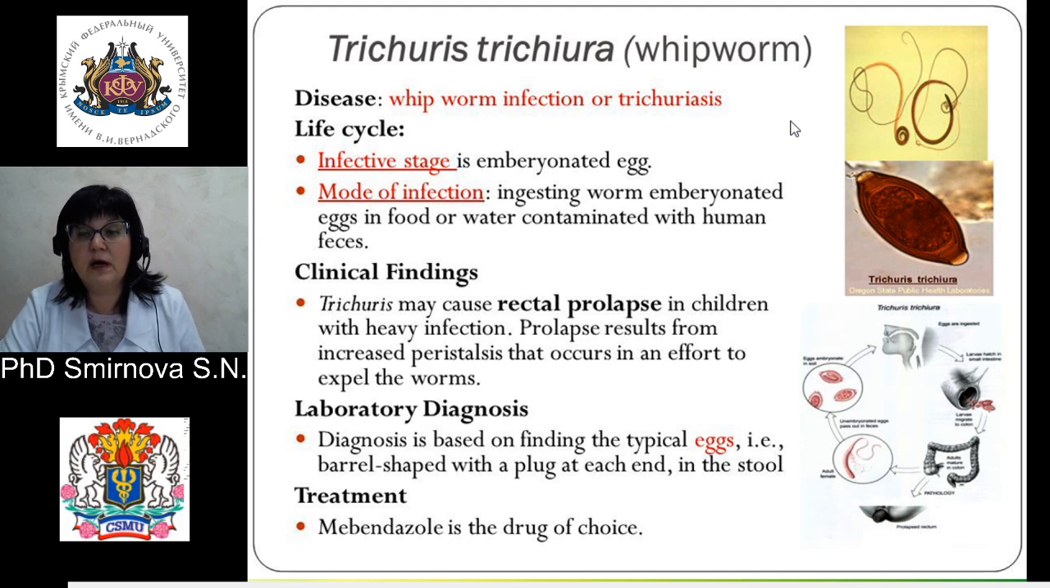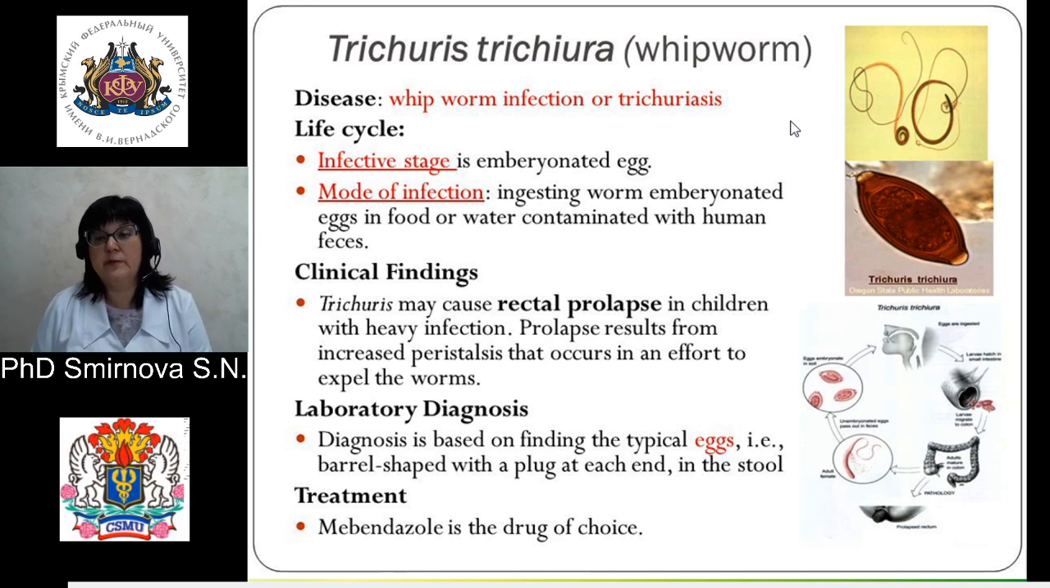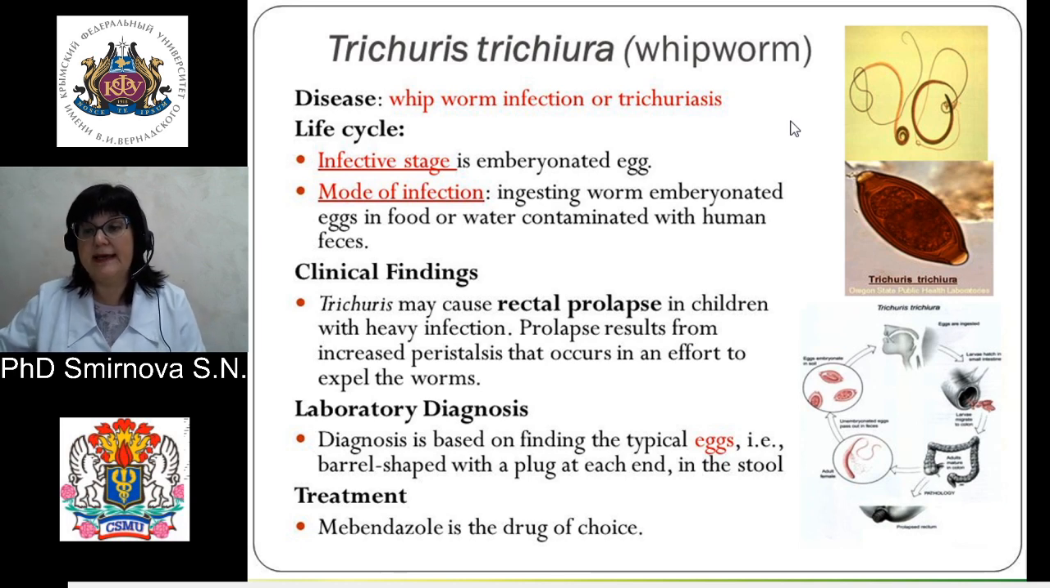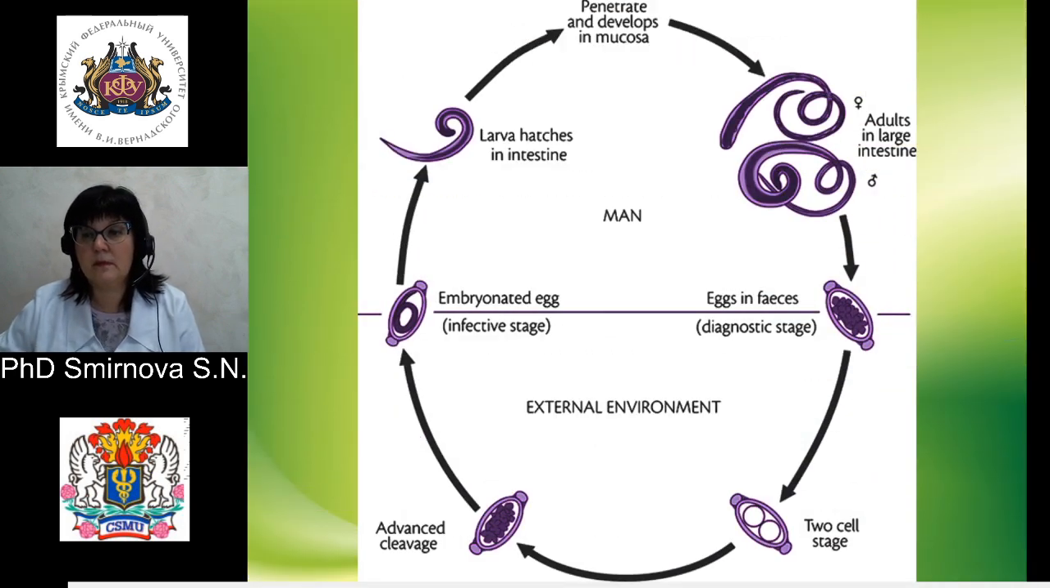After copulation between the male and female adult forms, the female starts to produce eggs, which move with feces to the environment. We can see two parts in the life cycle. The first part happens in the human body, the second part happens in the environment.